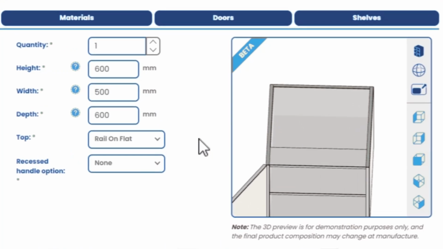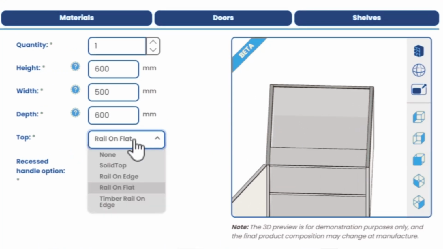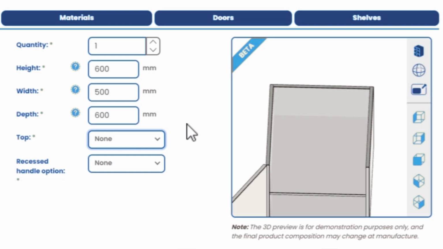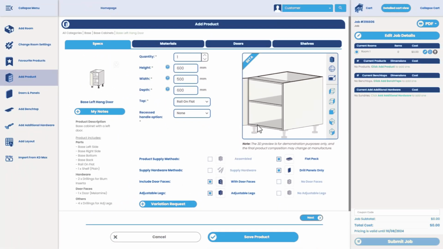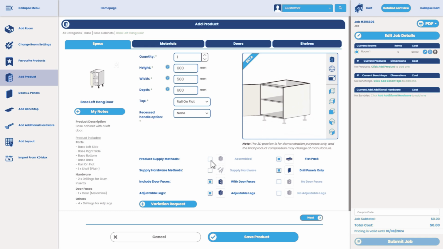Now moving through our fields, you have a top selection field here. This enables you to pick what kind of top will be on the cabinet. It could be a solid top, rail on edge, rail on flat, or a timber rail on edge. You will also be able to select a recessed handle option available to you here. Below this, you will have a few more options to select for your product.